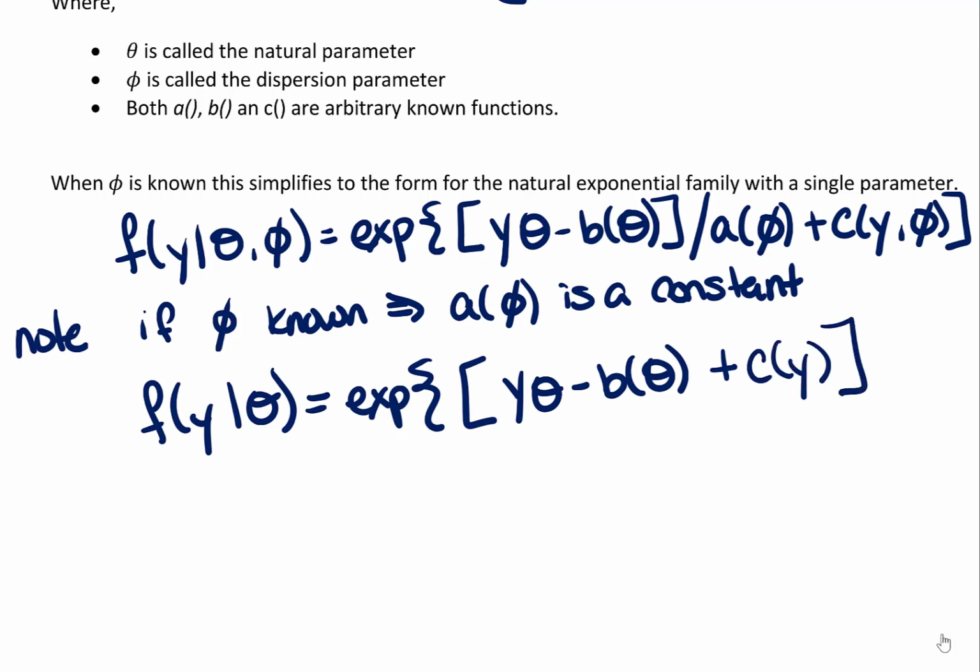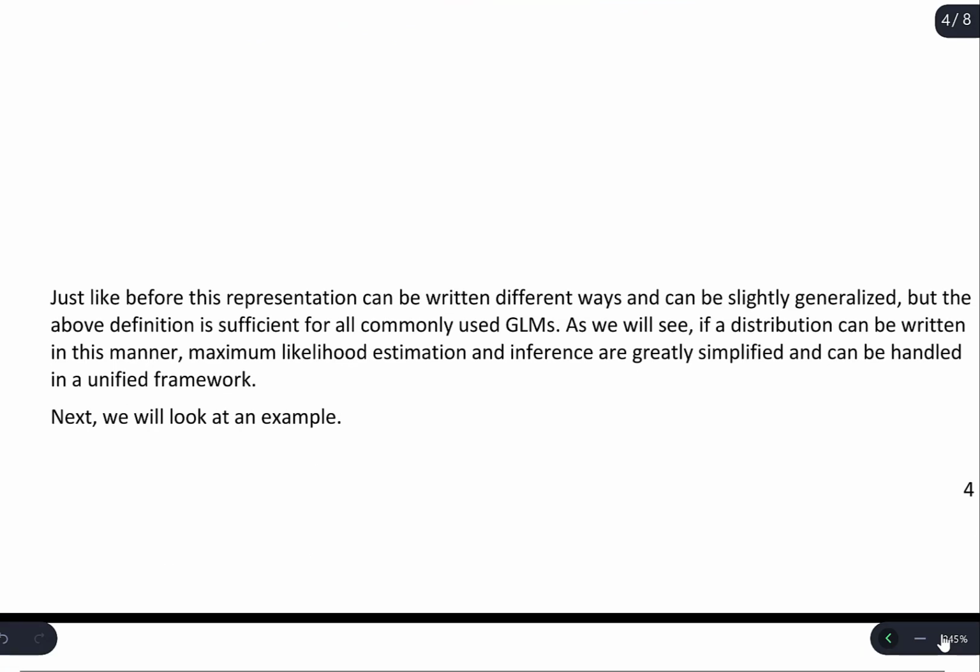And so this isn't to say that the theta, the b of theta, and the c of y are the exact same forms as they are up here, but you do have a function of theta times y, a function of theta by itself, and a function of y by itself, and so you're back to having that single parameter exponential family. And so just like before, a note here on notation: if you look at different resources, the notation is going to look different.